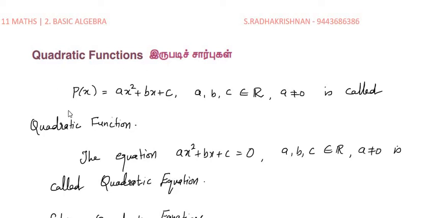This is a function. Suppose if we take ax square plus bx plus c equal to 0, that becomes what? A quadratic equation. This is a quadratic function. This is a quadratic equation. Already we know this one.